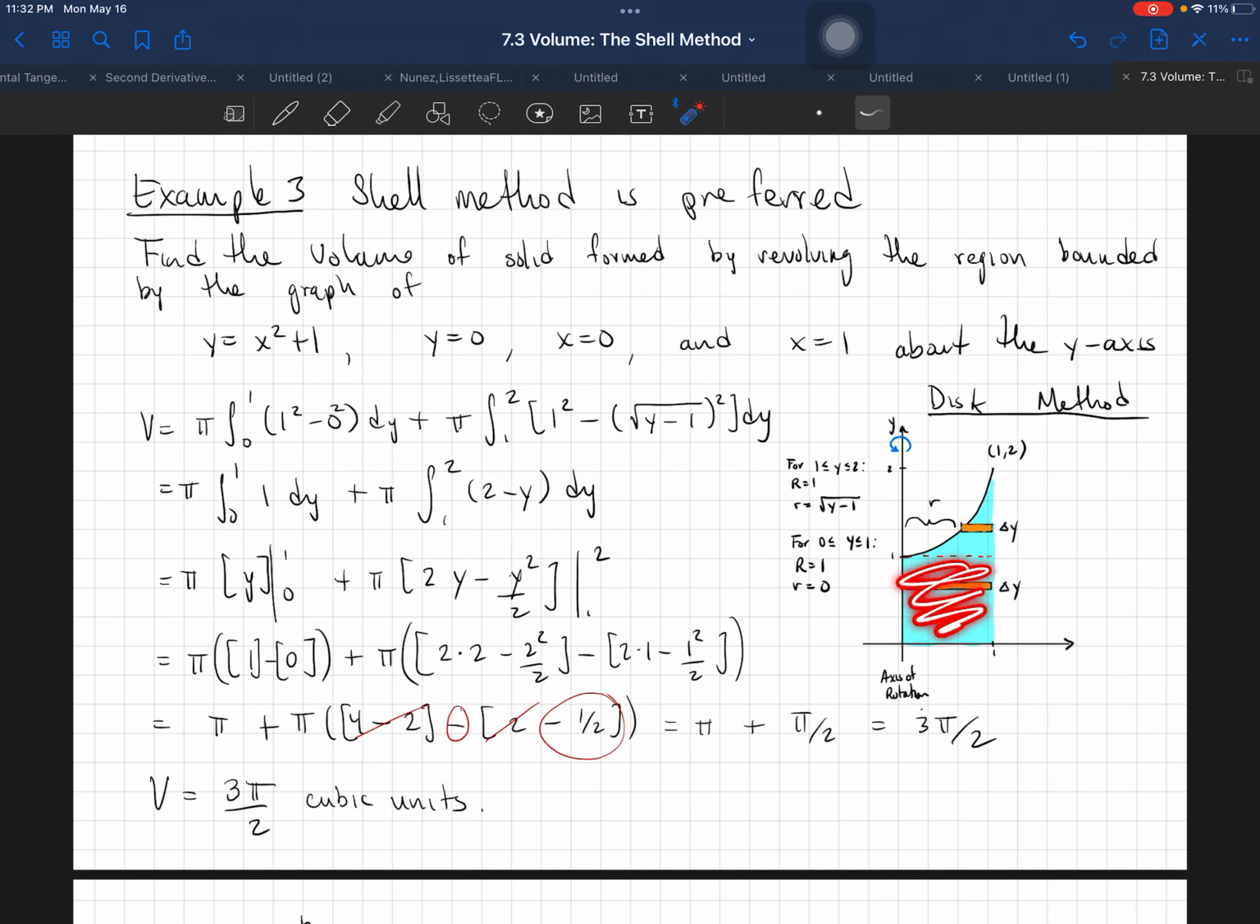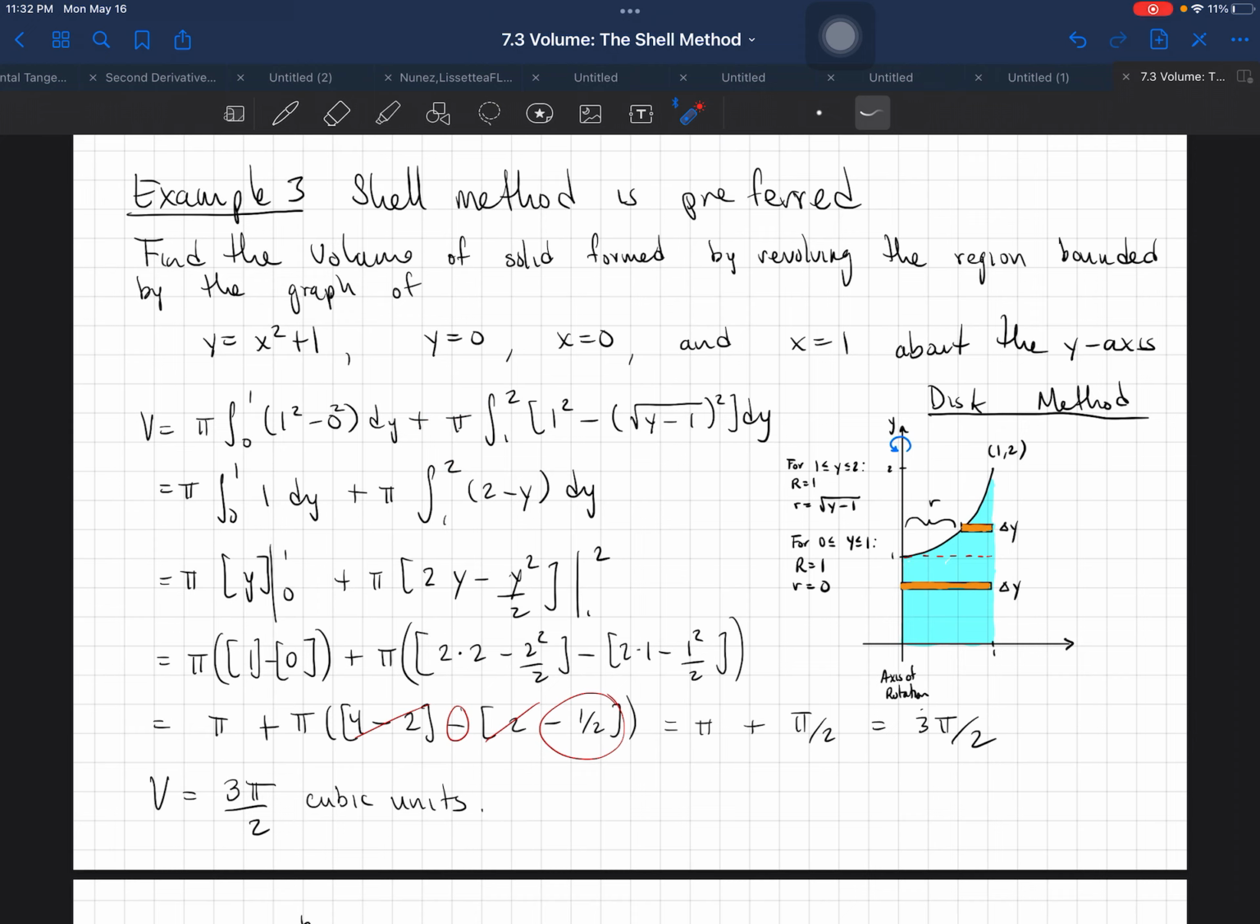For the other region, we're going between y equals 0 and y equals 1. The big radius is going to be 1 and the small radius is going to be 0. So we're going to separate into 2 regions. On the first region right here, we're going from 0 to 1 for dy. The big radius is 1 and the small radius is 0. Everything's squared, right? Each one is squared.